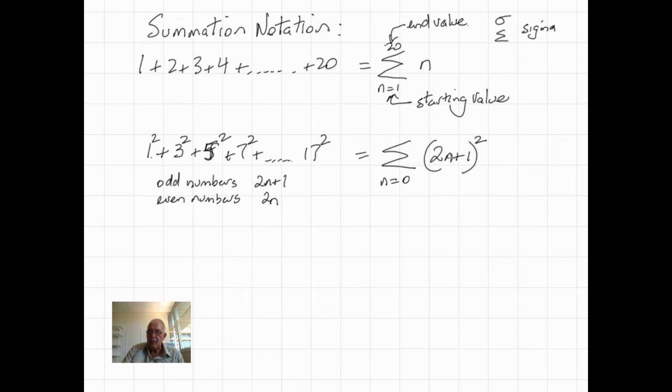What value of n is going to generate 17? 2 times what plus 1 is equal to 17? 2 times a number plus 1 is 17. Well, 2 eights are 16 plus 1, so n equals 8 will be my final value.